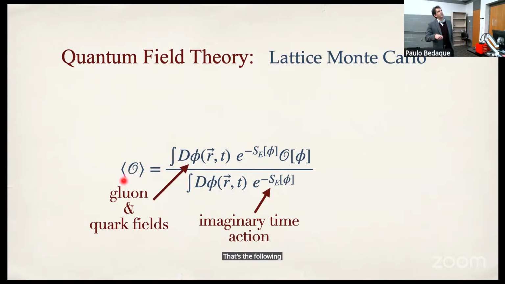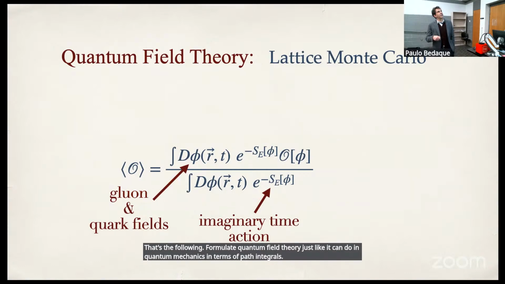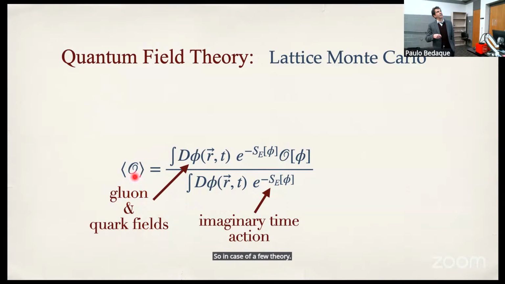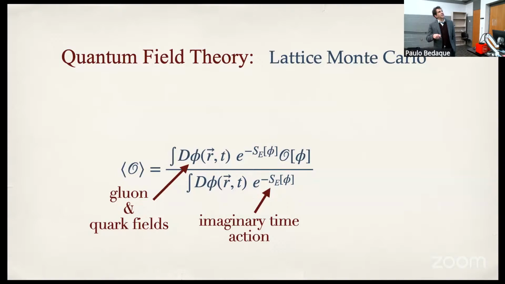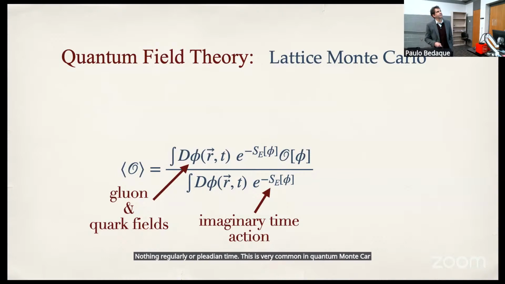I can formulate quantum field theory, just like it can be done in quantum mechanics, in terms of path integrals. So in the case of a field theory, you can write the expectation value of any operator as some complicated integral. It's an integral over an infinite number of variables. So you have to integrate over all values of all fields at every point in space. For technical reasons, this has to be done in imaginary time, not in regular Euclidean time. This is very common in quantum Monte Carlo. People always work in imaginary time.